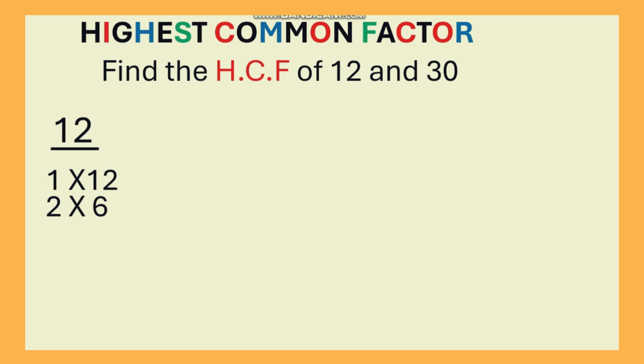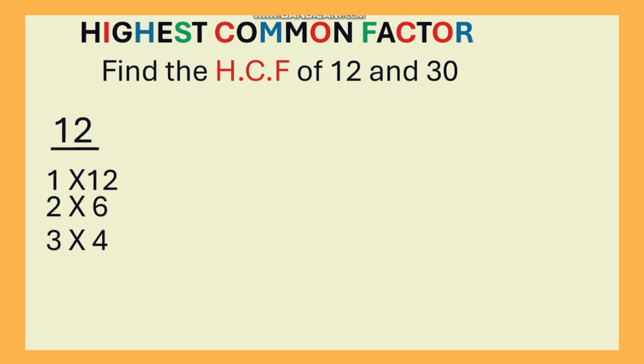Then I move to 3. 3 times what gives me 12? 3 times 4, of course. And so 3 and 4 are also factors of 12. Now, I move on to 4. I have 4 times 3. And since I've already had 3 times 4, I can't use 4 times 3 again because they are the same thing. And so since it has repeated itself like that, that is the final factors that we can have.